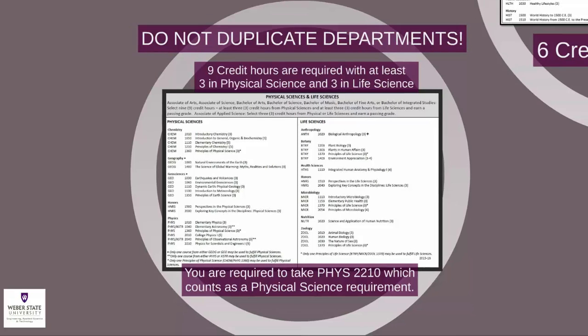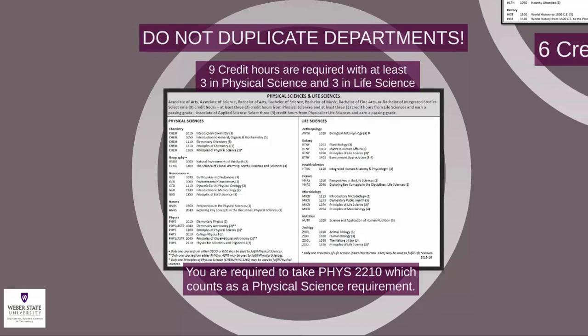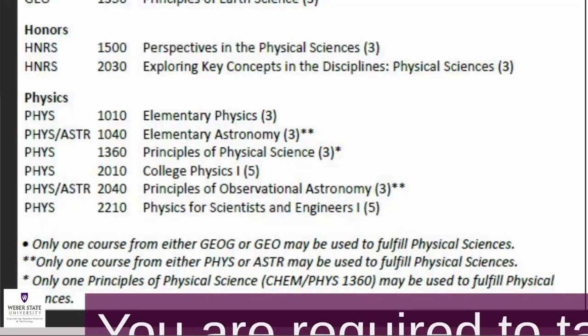The last portion of your breadth requirements is the physical and life sciences, found on page 3 of the general education requirement sheet. This requirement works much like the creative arts and humanities in that you need to complete 9 credit hours. Of those 9 credits, you must complete at least 3 credits in physical science and 3 credits in life science. Please note that electronics engineering technology majors are required to take Physics 2210. This means you will choose this course to fulfill your physical science requirement.